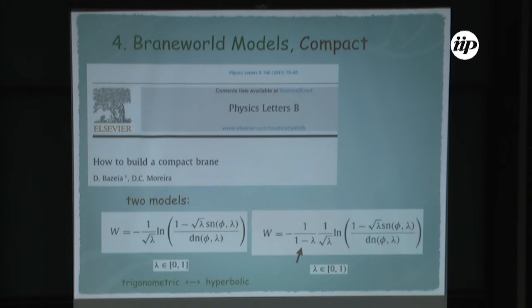The sine, because these functions have a nice property. If lambda is controlled by a parameter, lambda is 0, this is the sine. If lambda is 1, this is a hyperbolic tangent. So when you run lambda in between 0 and 1, you go from some trigonometric function to hyperbolic function.